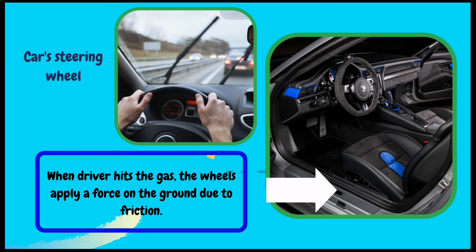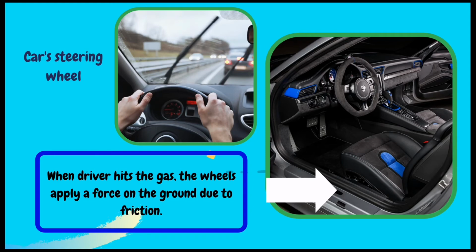Another example is when a driver hits the gas. The wheels apply a force on the ground due to friction. This force accelerates the car forward. The brakes apply a force to the wheels, which in turn apply a frictional force to the ground, decelerating the car. So the gas pedal and the brakes are both accelerators, since they change the speed of the car.